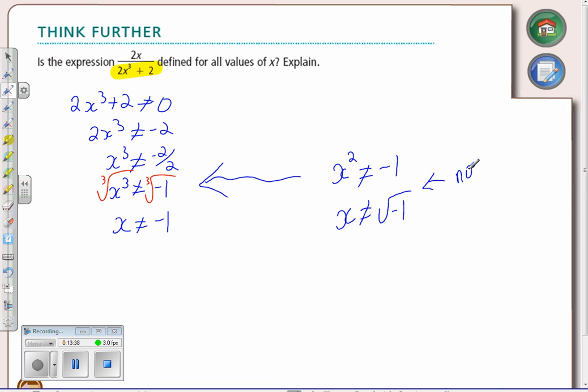no NPVs. There's no restriction if this is the case. Because we can't get x equal to the square root of negative 1, there would be no restriction, or the domain in that one would be x ∈ R. I could have anything for x at that point.